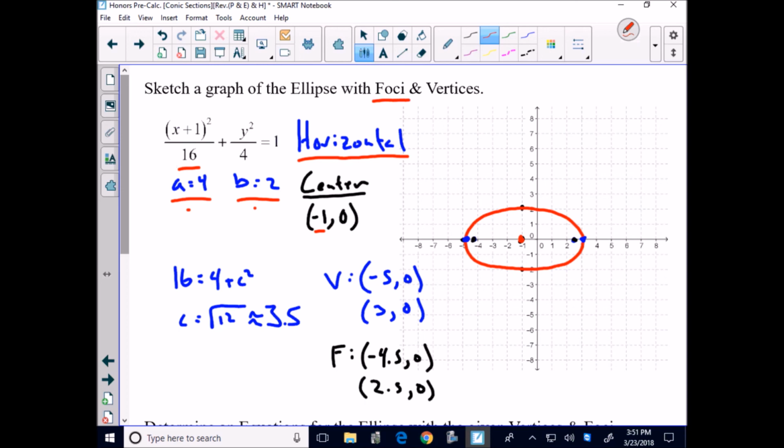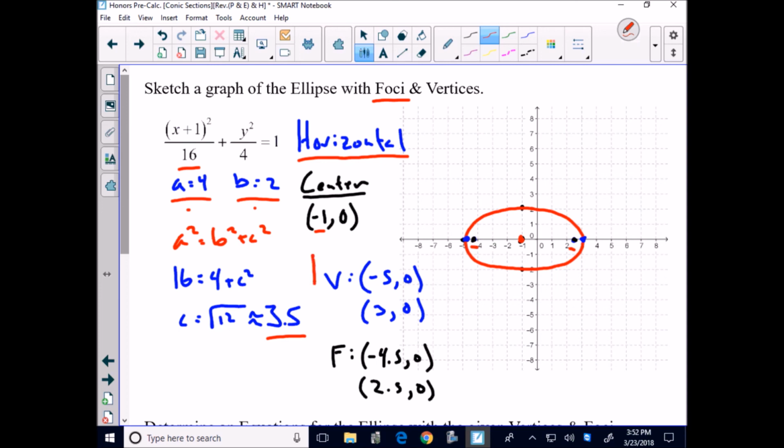And so right here, we're going to use the Pythagorean relation, a squared equals b squared plus c squared for an ellipse. And right here, we can say that that Pythagorean relation is going to be 16 equals 4 plus c squared, which gives us c as the square root of 12, or approximately 3.5. So we go out 3.5, again, approximately. This is not perfect, but 3.5 from the center to get the 2 foci.